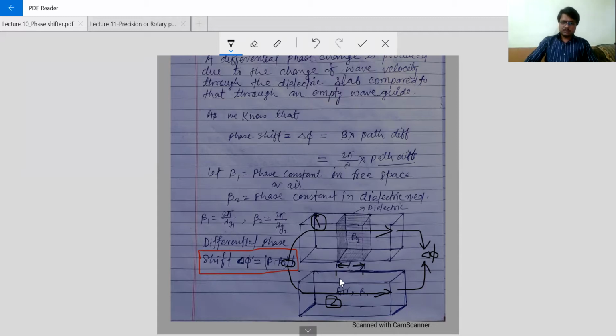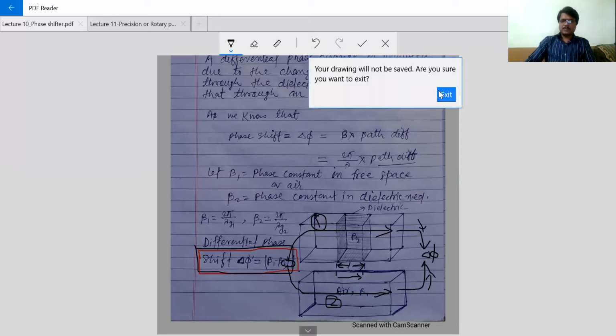From here to here, in this medium the phase change will be beta 1 L, and the phase change in this medium will be beta 2 L. So the phase difference between the two waves coming through path 1 and path 2 will be beta 1 L minus beta 2 L, and finally it is given by beta 1 minus beta 2 times L.